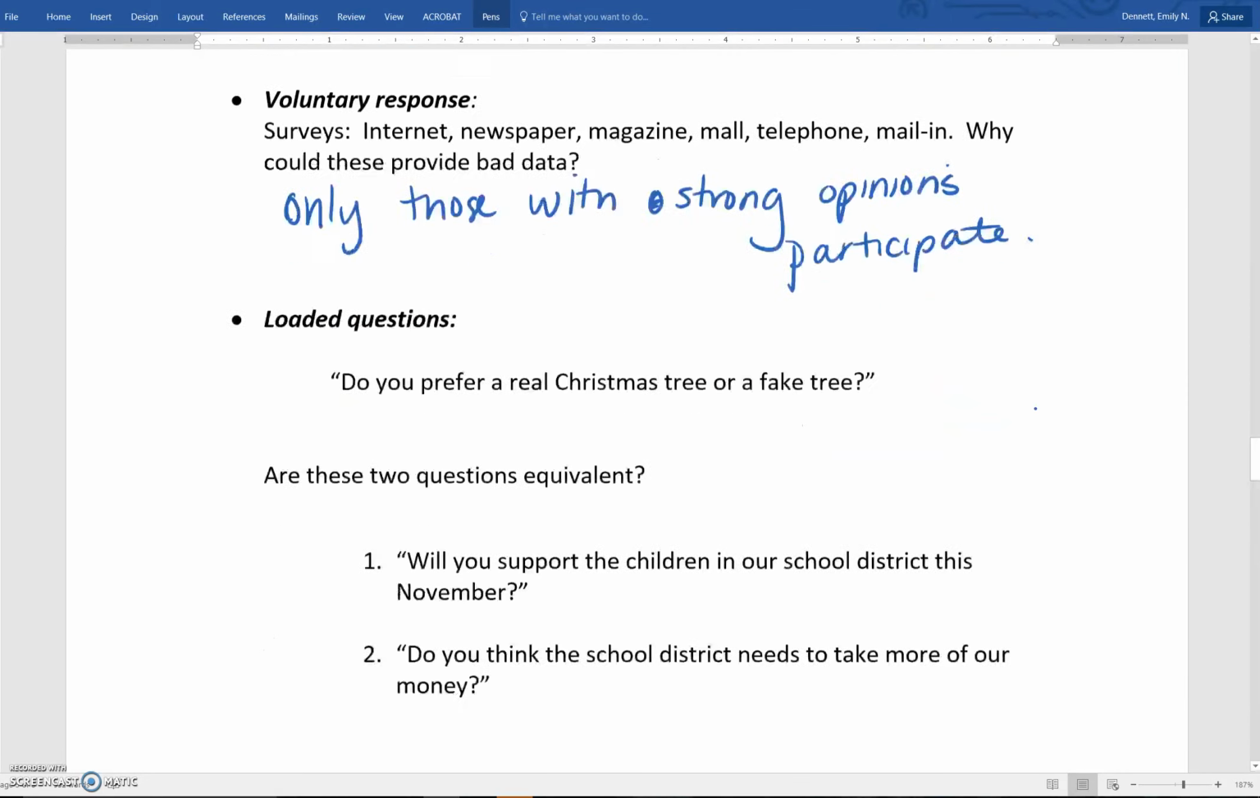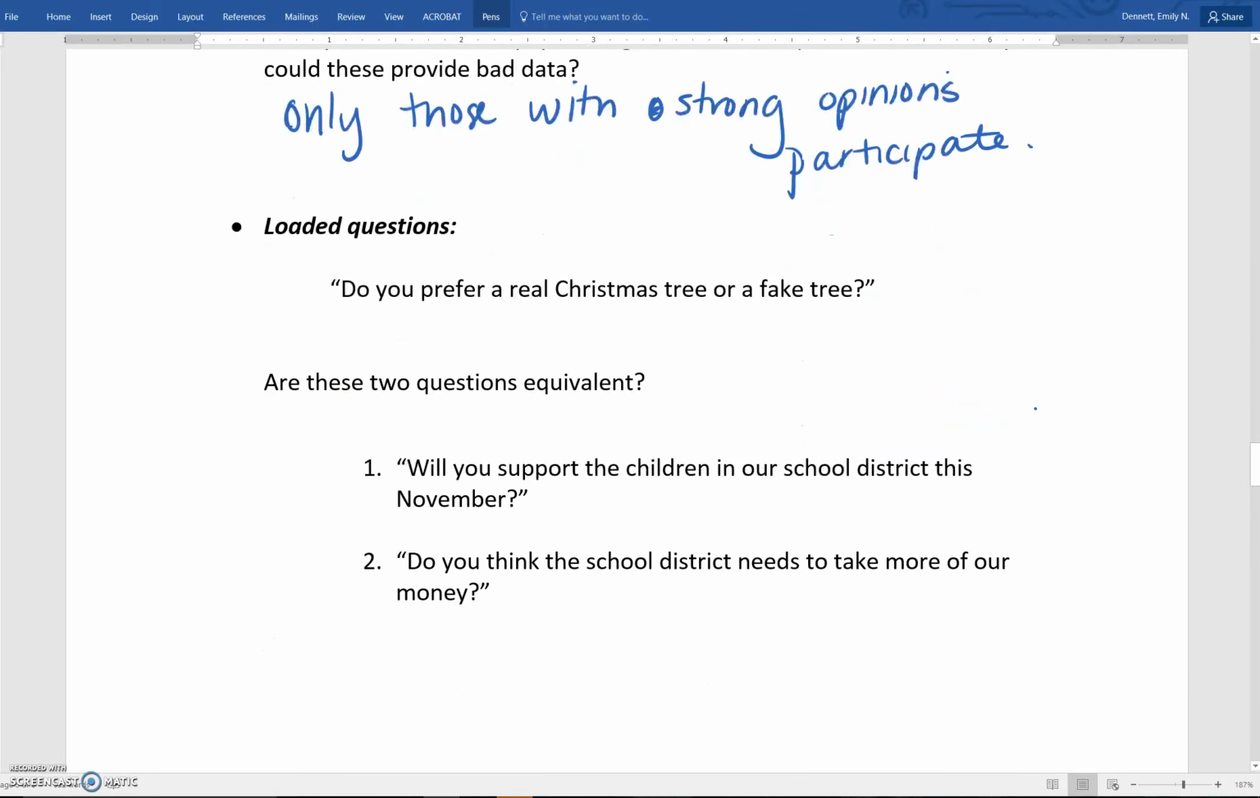If you're writing a survey, you need to be careful about loaded questions. The wording of questions can have an impact on how people answer them. So for example, if you were going to ask a question, do you prefer a real Christmas tree or a fake tree? What the people might mean here is, do you prefer to cut down a living tree or do you prefer an artificial tree? But this word fake has a very negative connotation with it. So even if someone prefers an artificial tree, they don't want to admit their tree is fake. And so they may not answer that as honestly as they would if it was worded differently.